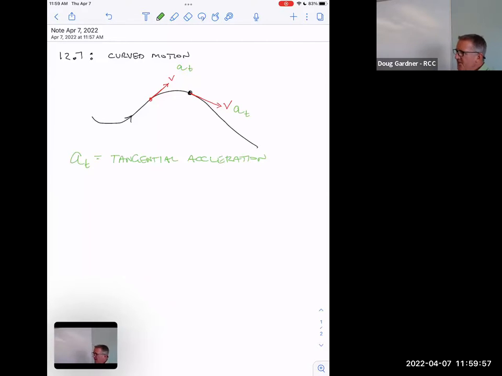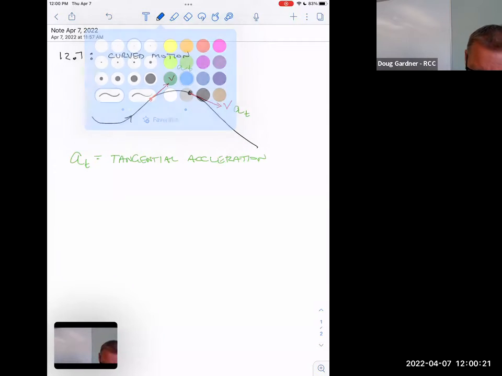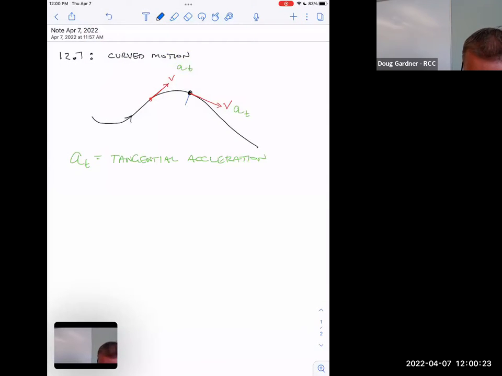And of course, the word tangent, I hope, stands out to you as being in the same direction as the velocity, because I'm just changing my speed. I can be hitting the brakes or I can be hitting the gas as I go around a corner. If I hit the gas, then that velocity vector is going to get longer because I'm speeding up. So that's tangential. It's going in the same direction. But there's also another acceleration perpendicular to that.